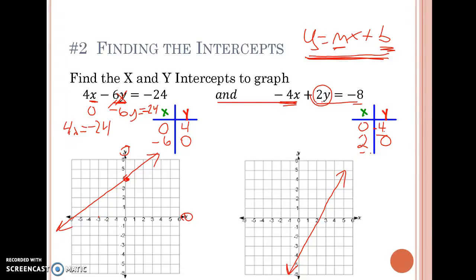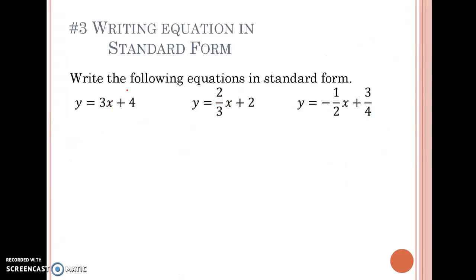So that's how we can find the x and y intercepts and use those intercepts to graph equations that are in standard form. One other thing that we want to do today is take equations that are not in standard form and write them in standard form. We're going to have to remember that standard form is a times x plus b times y equals c. That means the x and the y are on the same side of the equation. We're going to start here with this first equation. We want to get the x and the y on the same side of the equation.